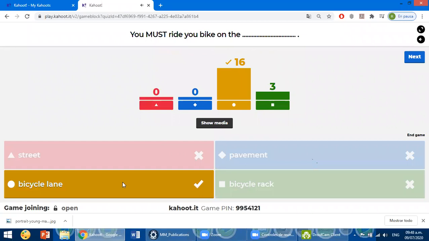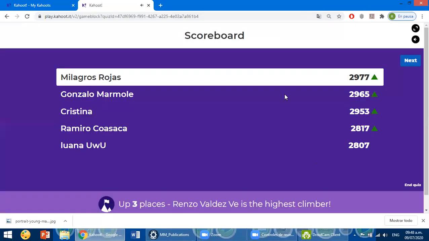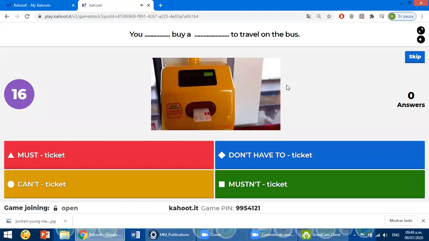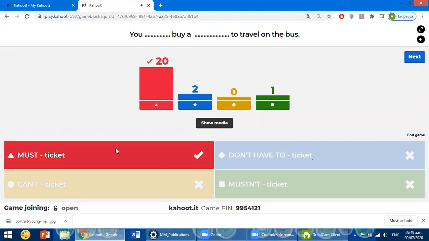Bicycle lane, remember. Bicycle rack is to park your bike. It's not to ride. Okay, it's to park. You must buy a ticket. Remember, it's an obligation. Okay?